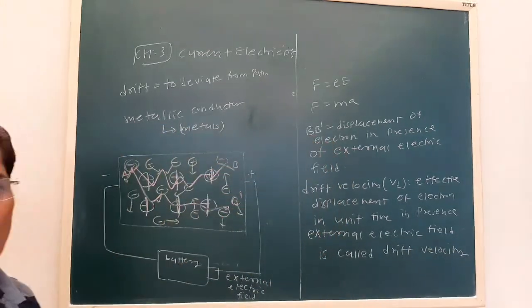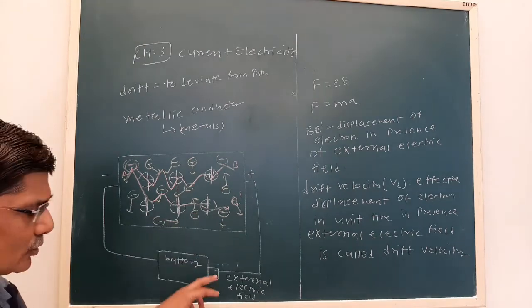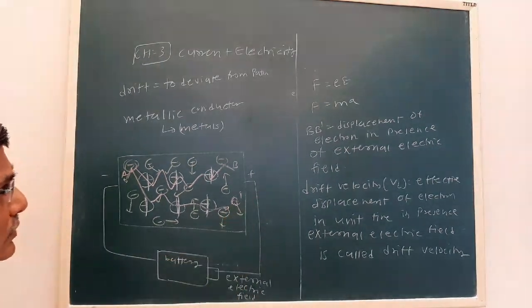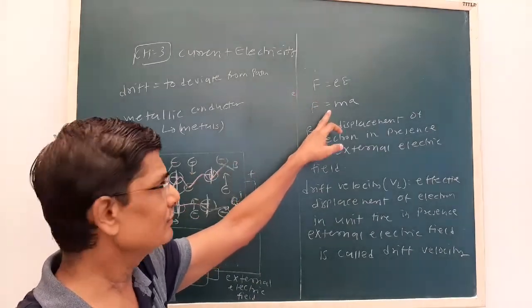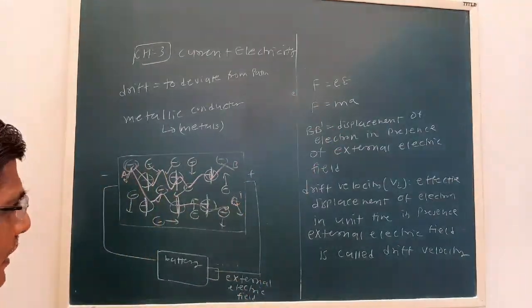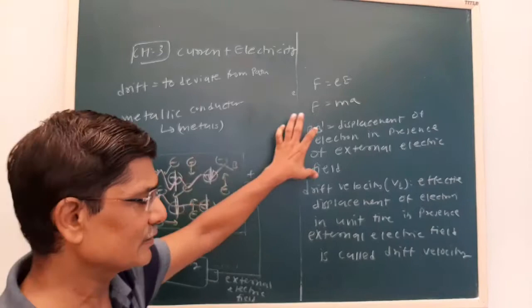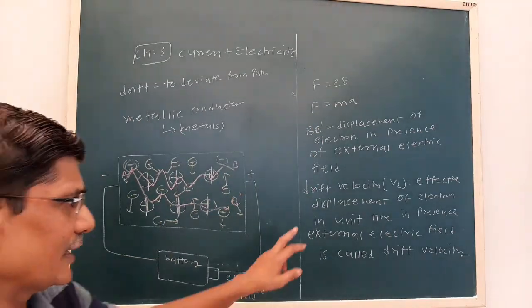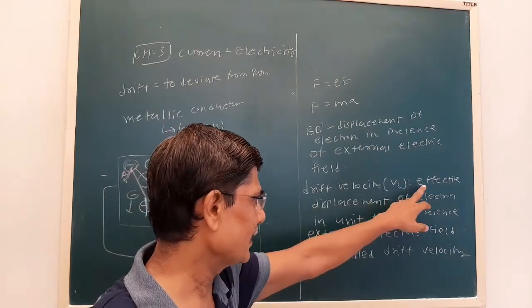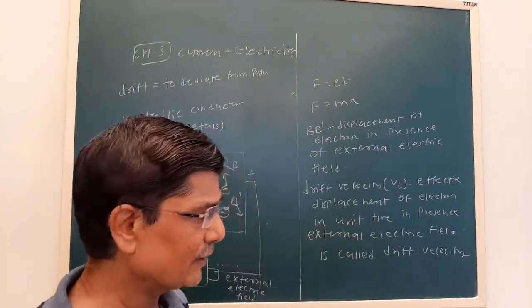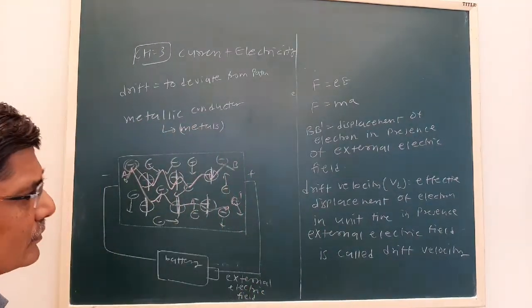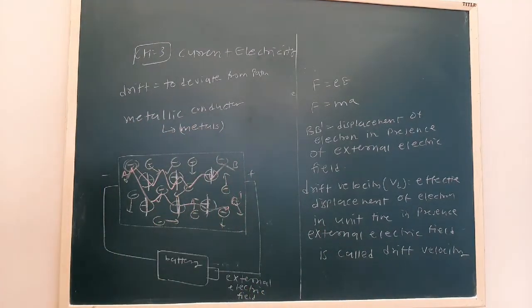Okay, so we have seen that because of the external electric field, the electron will experience a force, that is F is equal to eE. We are familiar with this formula, and because its path is changed, that is, displacement has taken place, and displacement upon time is the velocity. So we can write drift velocity as: the effective displacement of the electron in unit time in the presence of the external electric field is called the drift velocity.